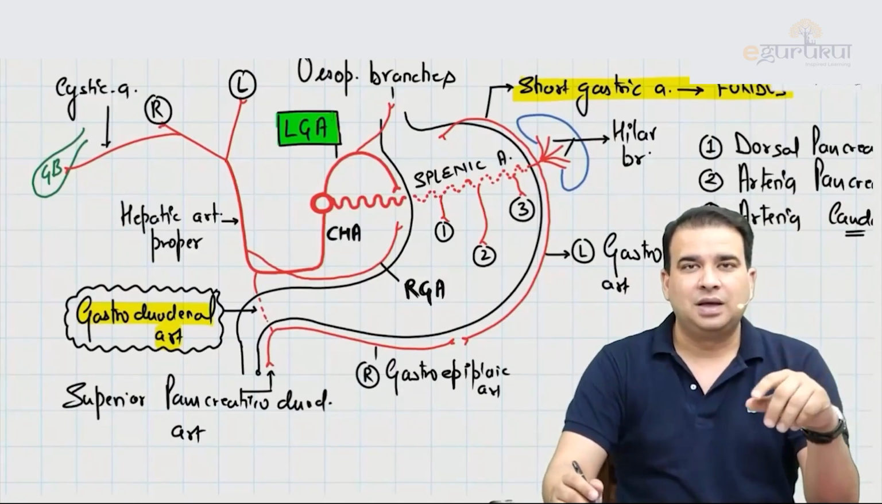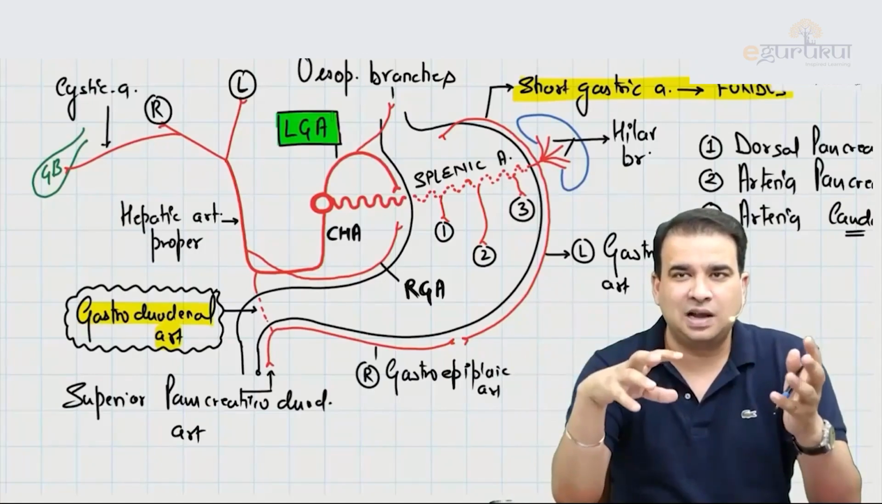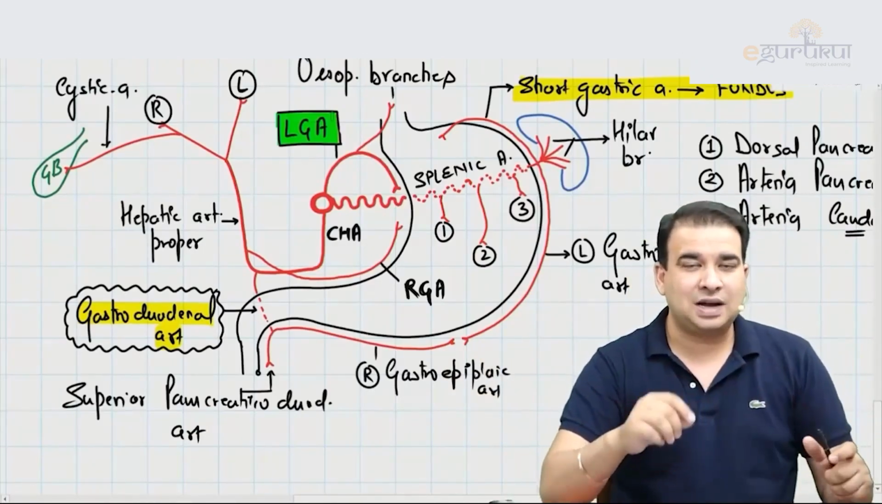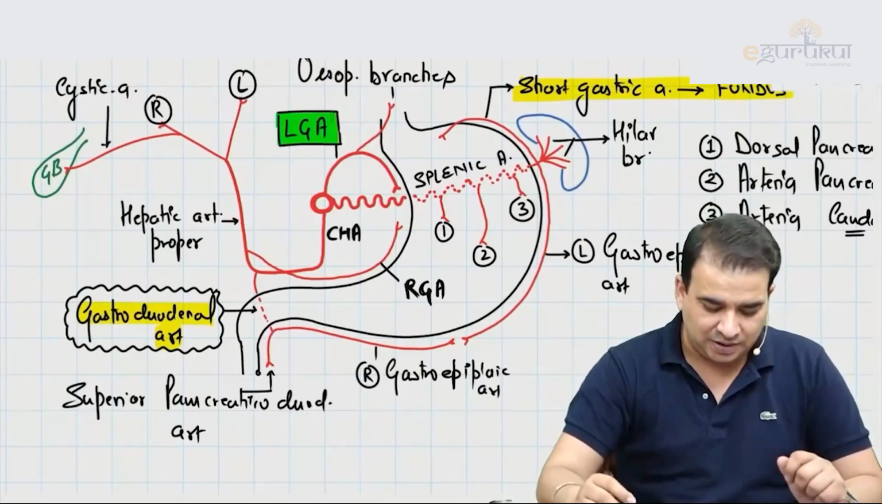It's the same difference as in the cranial nerves when we said largest and longest. Largest nerve is trigeminal, longest is vagus. So they're not asking you longest, they're asking the largest artery of the stomach, and that is the left gastric artery.